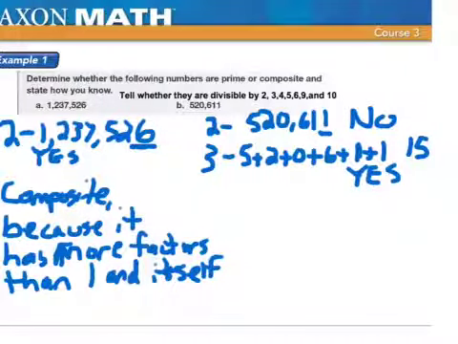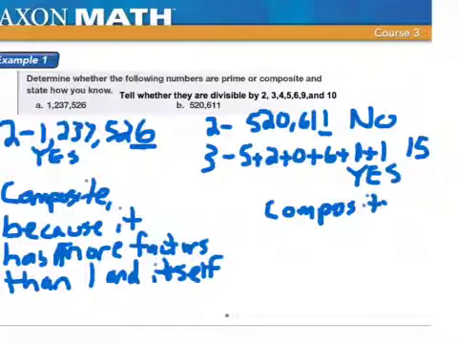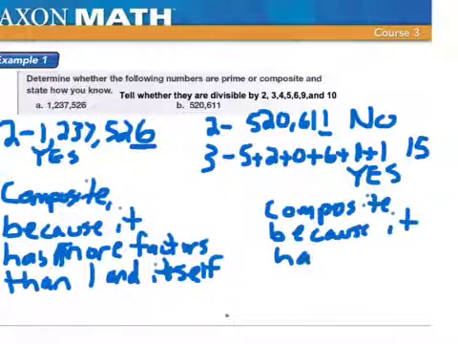Okay, so that means if I took 520,611, I should be able to divide that by 3. 3 would go into it evenly, again because all of these digits add up to 15. Again, 5 plus 2 is 7. 7 plus 0 is 7. 7 plus 6 is 13. Plus 1 is 14. Plus 1 is 15. So again, I know that this number is composite because it has more factors than 1 and itself.